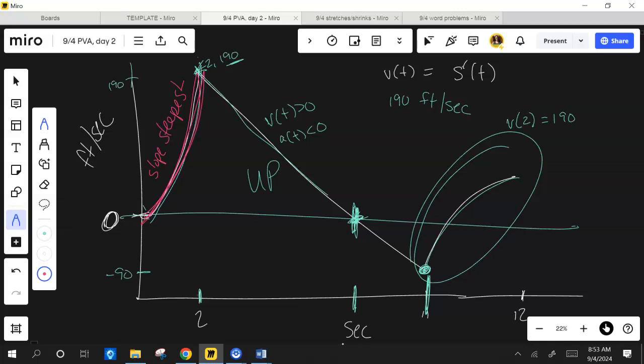Right. So from 2 to 11, the slope is constant. All right. That was fun. That was great.